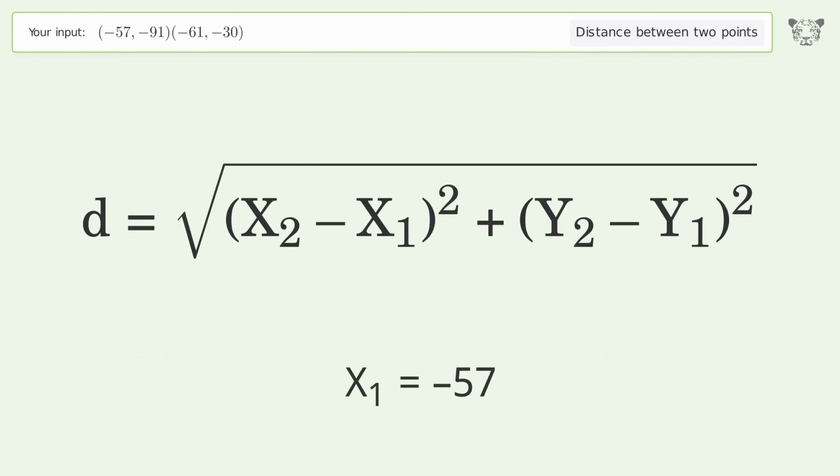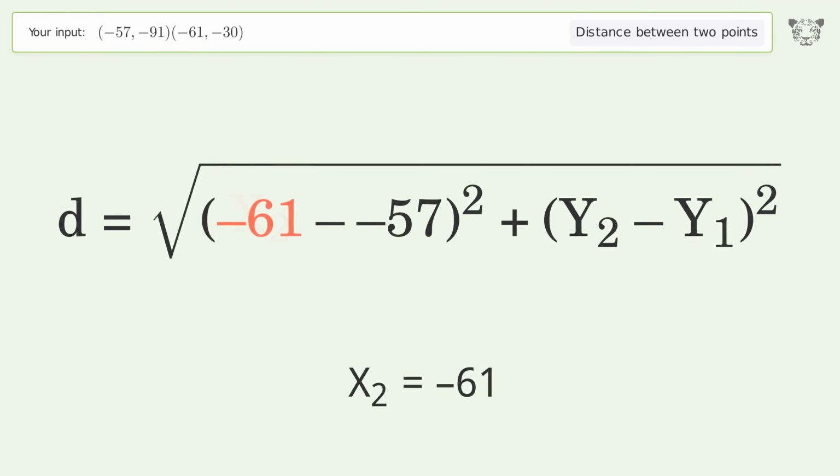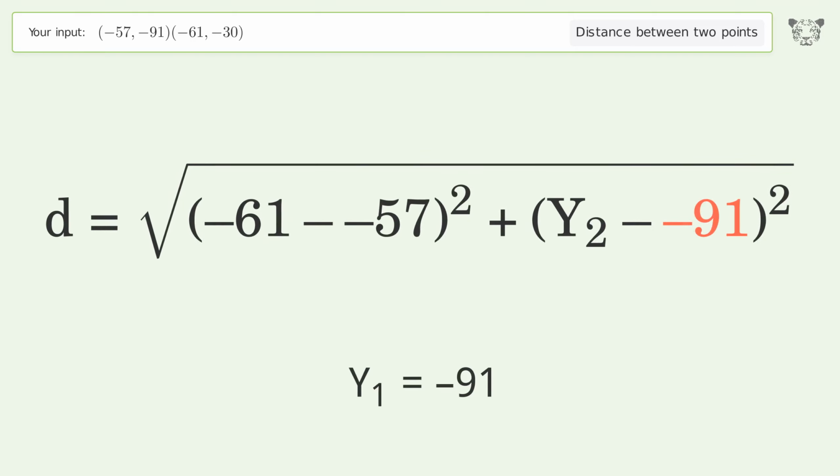x1 equals negative 57. x2 equals negative 61. y1 equals negative 91. y2 equals negative 30.